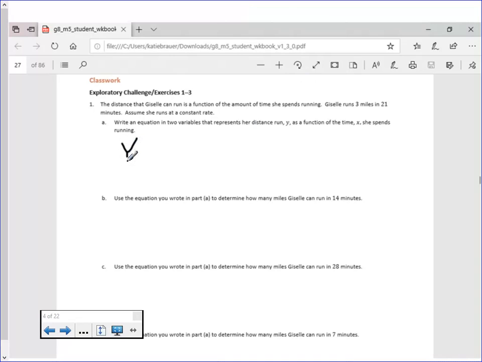So you're going to start with y divided by x. Y divided by x is where you start. Remember, it's usually distance over time. So how far is she running? 3 miles goes on the top. Distance divided by time. It takes her 21 minutes.